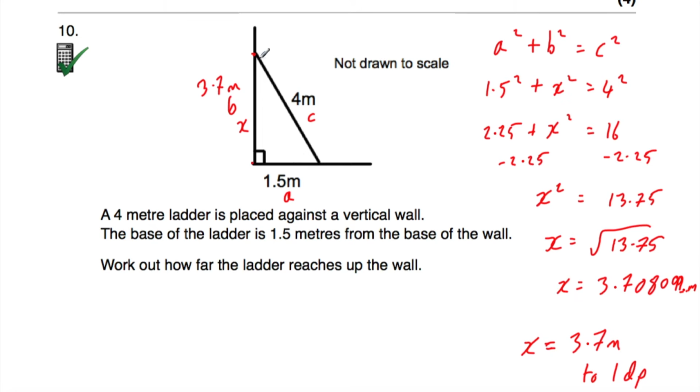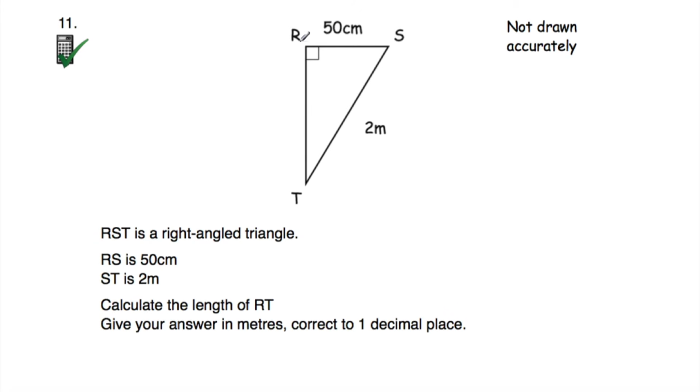So we just use Pythagoras' theorem to find the length of the shorter side, and that's it. Okay, let's have a look at our next question, question number 10. So we've got this right angle triangle, RST, and we've got some measurements. We know that RS is 50 centimeters and ST is equal to 2 meters. We've been asked to find the length of RT and to give our answer in meters.